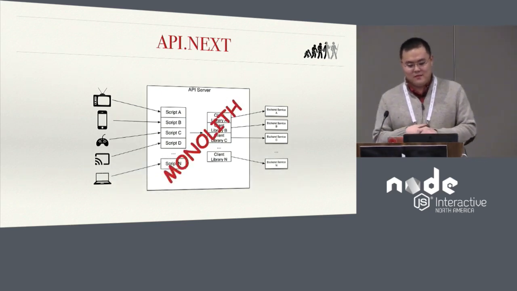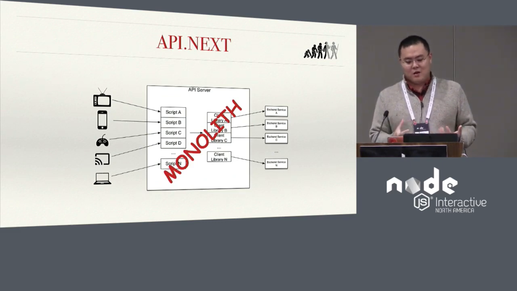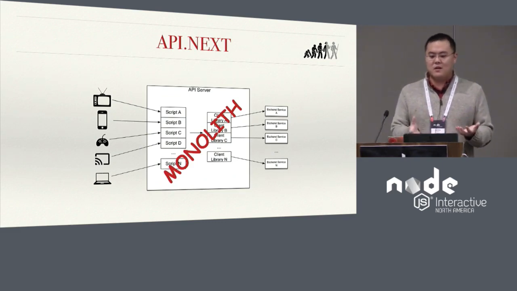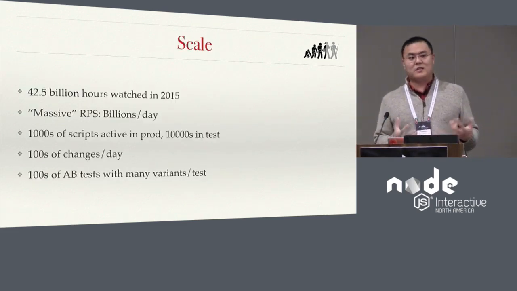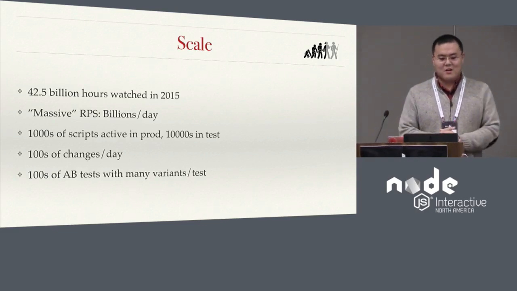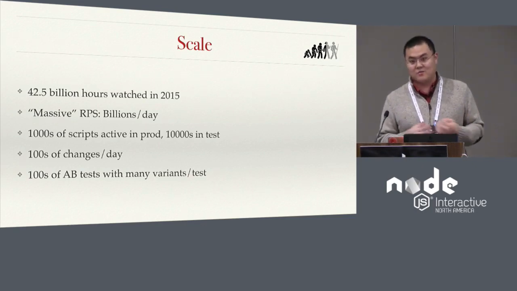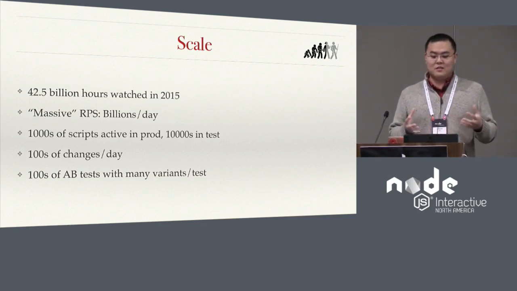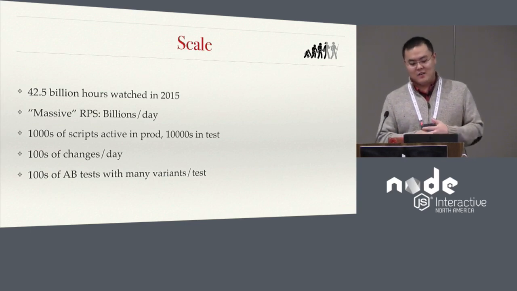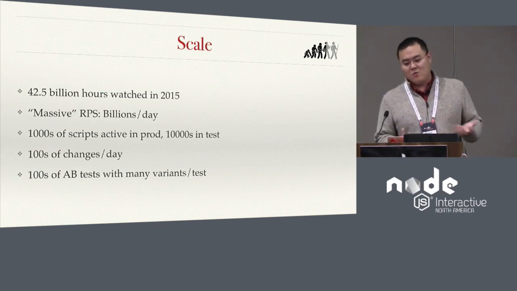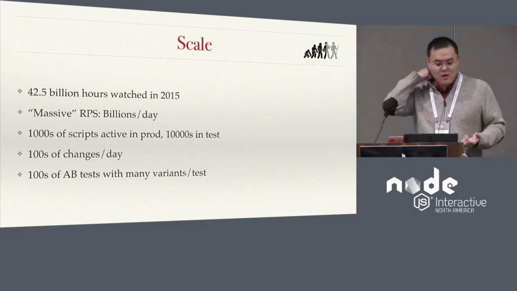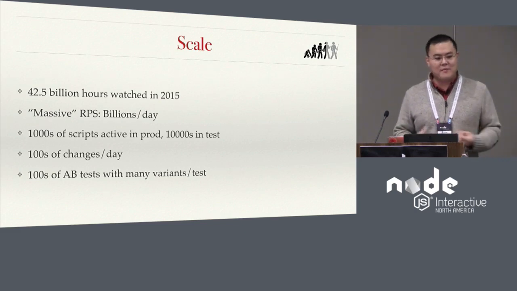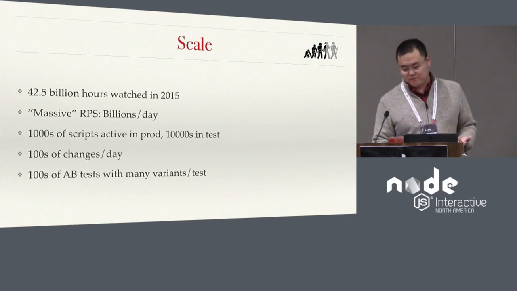And that's because we're actually running into some scaling problems now with this monolithic process. So this is the actual API infrastructure that's available today that's running all of Netflix. And let's take a moment and talk about some of the scaling challenges that we have, right? We had about 43 billion hours watched in 2015, and then we have billions of RPS per day through the system. And so we have thousands of these custom API scripts active in prod at any one time, even more in test, tens of thousands. And all of these go through hundreds of changes a day, and we have hundreds of A/B tests with lots of variants per test. So there's a lot of scale happening within this one single monolithic system.